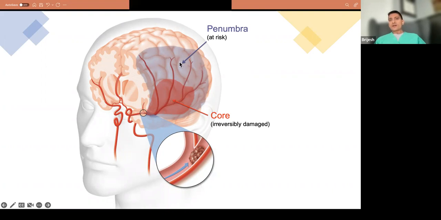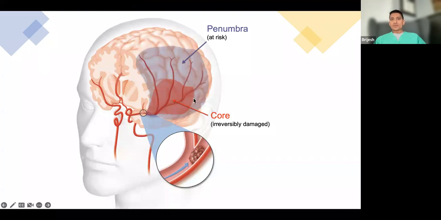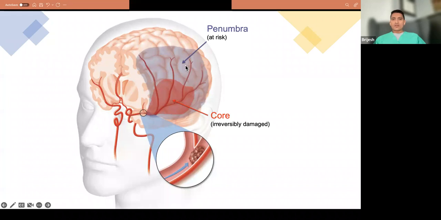And then those that are farther away might be receiving bypass collaterals from arteries elsewhere in the brain, working in reverse fashion, supplying blood flow to some of these neurons farther away. And that's really what we want to prevent from getting permanently damaged, right? And so how can we do that is what I'll go over next.